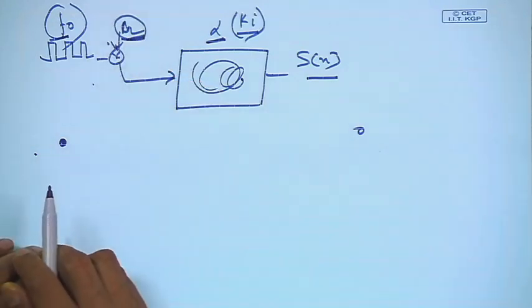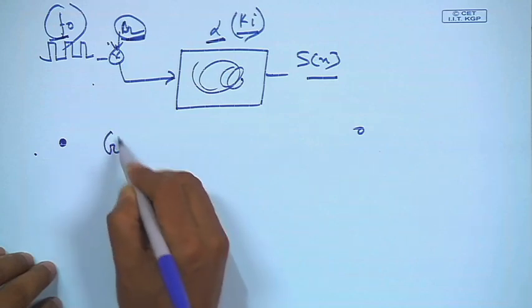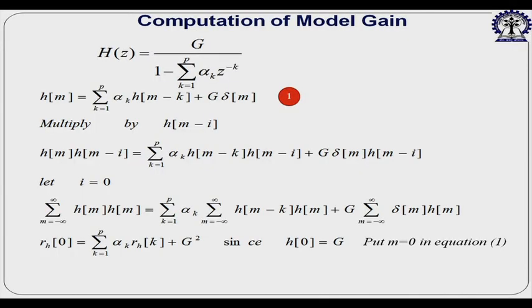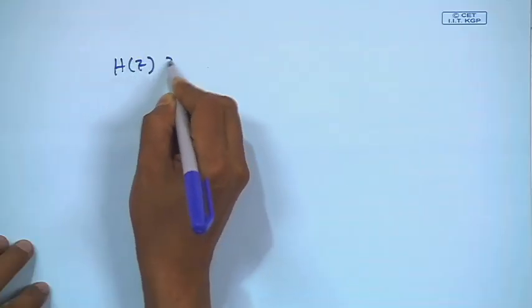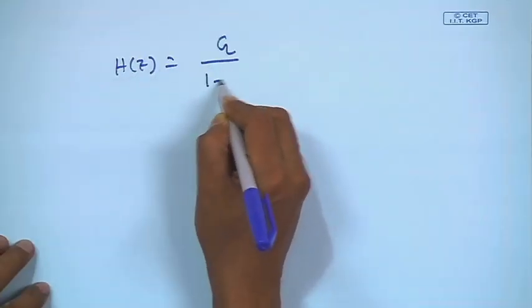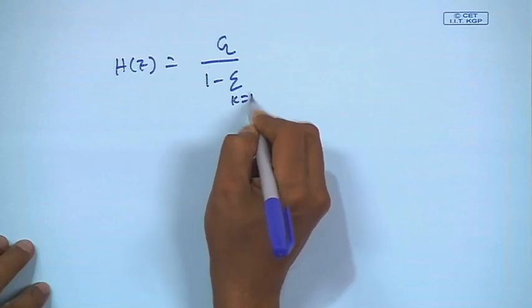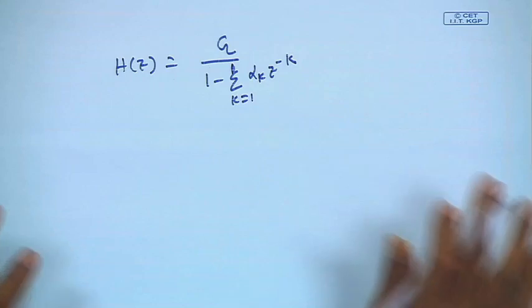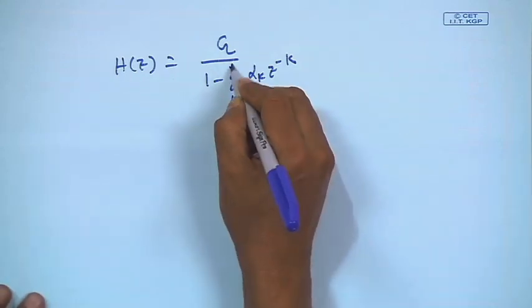What is the g value? Gain value. So, how do you calculate the g? I can easily calculate the computational model gain of the signal. H(z) is nothing but g divided by 1 minus the sum over k equal to 1 to p of alpha_k z to the power minus k. This is the LPC equation.